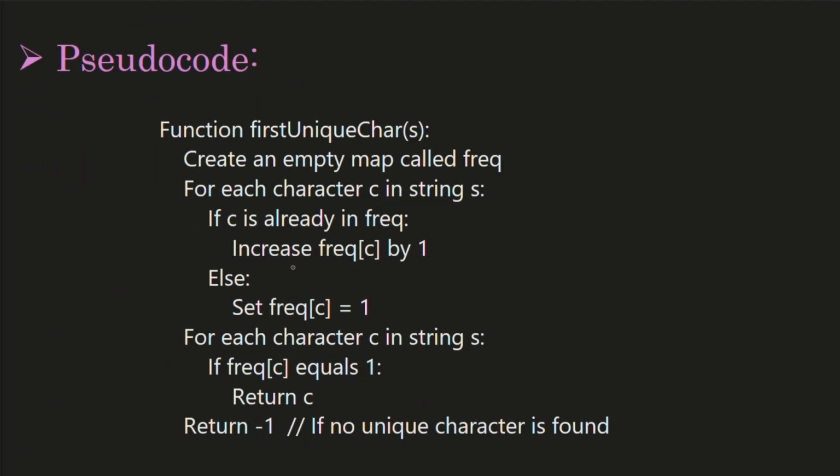Pseudocode. Function first unique char. Create an empty map called frequency. For each character c in string s, if c is already in frequency, increase frequency[c] by 1. Else, set frequency[c] equals 1. For each character c in string s, if frequency[c] equals 1, return c. Return -1 if no unique character is found.